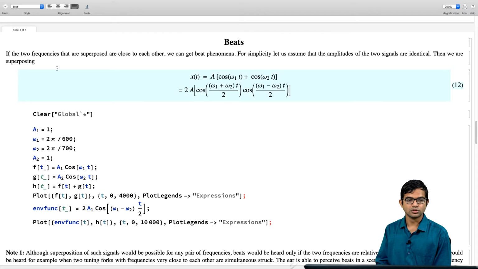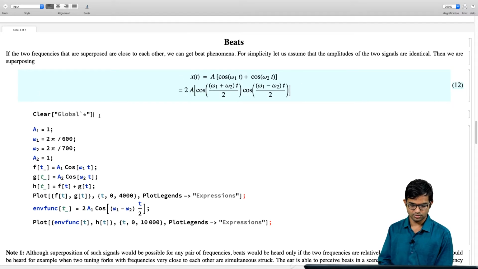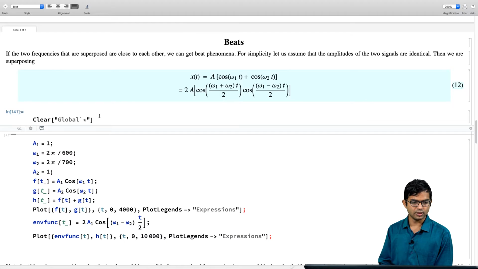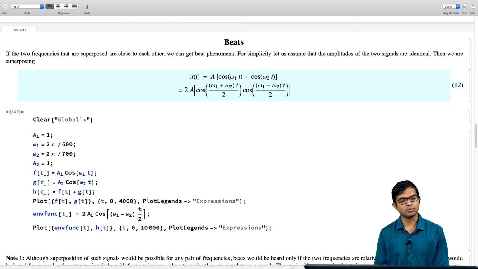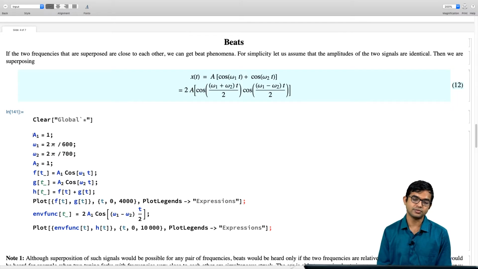So let's say you have the superposition of these two functions, cosine omega 1 t plus cosine omega 2 t. Then of course, just using the trigonometric identity, this is the overall signal. So once again I will clear this. I'm going to go back and play this game. So A1 I'm taking to be 1 and A2 also is 1, just like I have said, both the A's are the same.